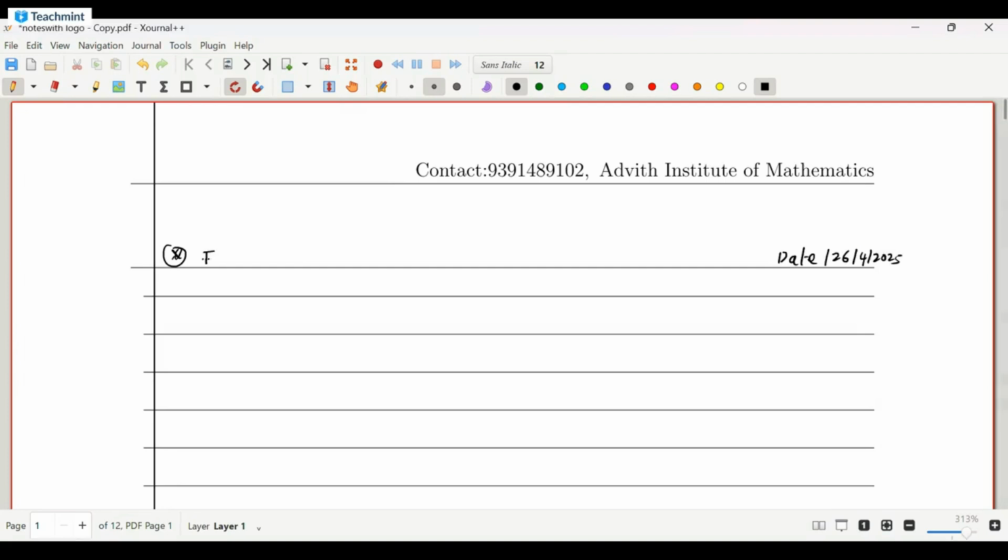Find the number of homomorphisms from Z4 to D4.